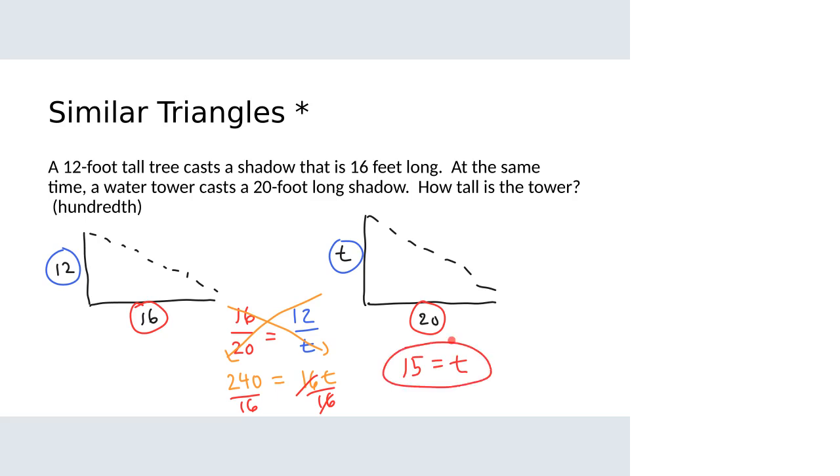15 without the 0.00 would have been a perfectly good answer here. I put the 0.00 on it just so that it would look like all the other answers from this question, rounded to the nearest hundredth. But 15 would be considered correct. 15.00 would also be considered correct here. Any questions on that before we move on to another one? Okay.